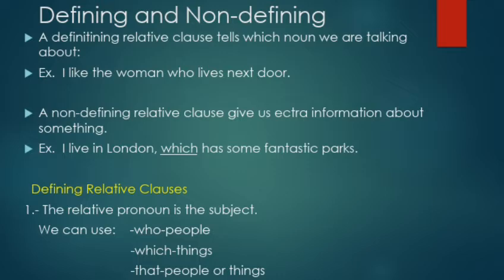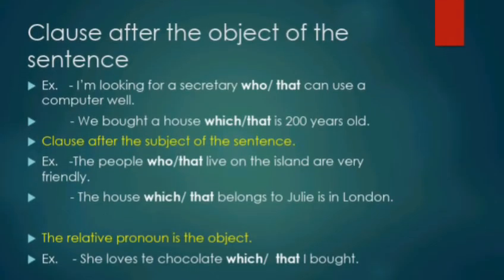Okay, definite relative clauses. Number one, the relative pronoun is the subject. Consider when the relative pronoun is the subject of a definite relative clause. We can use who, which, or that. Who for people, which for things, that for people or things. Remember, the relative clauses can come after the subject or the object of the sentence. We can't drop the relative pronoun.